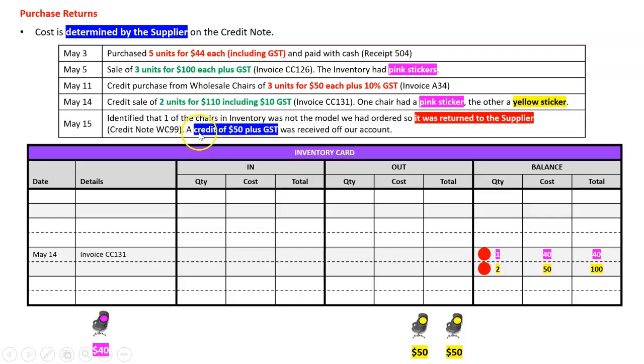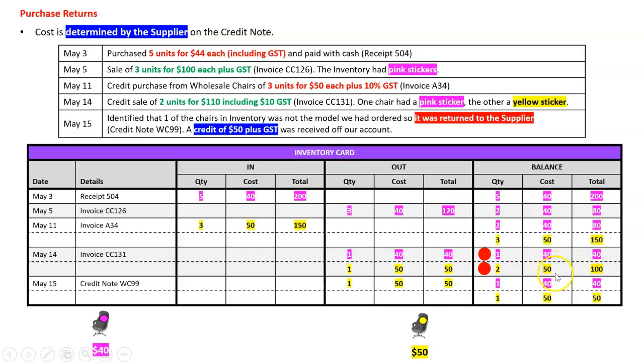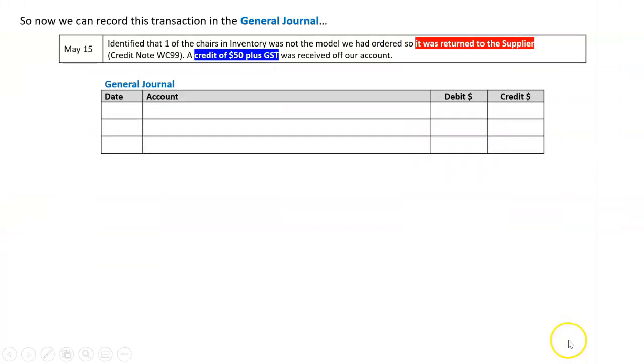And let's put that in. Say the supplier gave us a credit of $50 plus GST. So it must be one of these yellow ones. One of these yellow ones is what we're sending back. So we do the date. We write credit note here for the details. And it's an out of 1 yellow chair at $50. So now that leaves us with 1 at 40 and 1 at 50. And the whole point of that was now we can do the general journal.